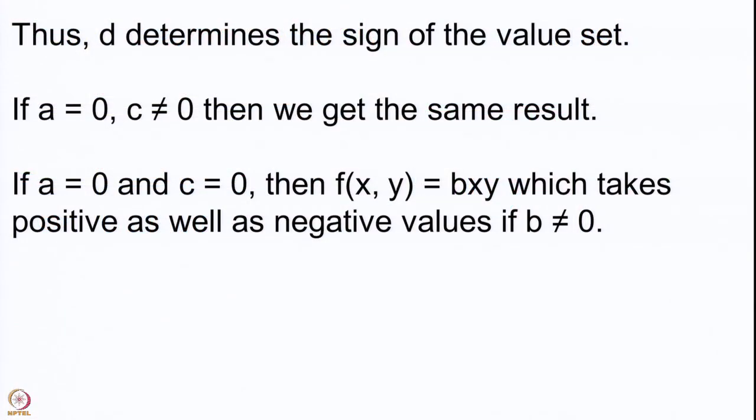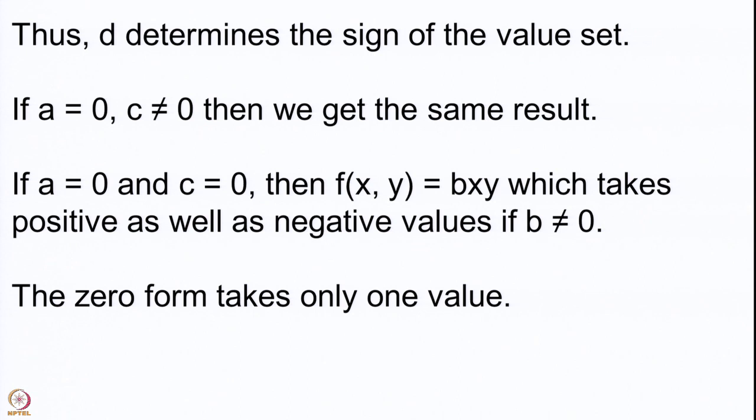So, it agrees with our earlier observation: discriminant is positive, both signs are possible; discriminant is negative, then only one sign is possible, and that will depend on whether A is positive or negative, or equivalently whether C is positive or negative. Here of course we have to assume that B is non-zero.